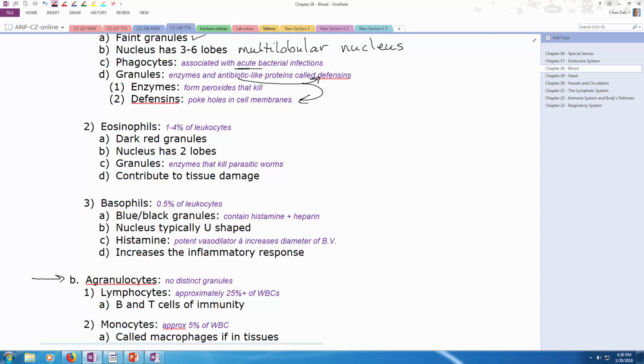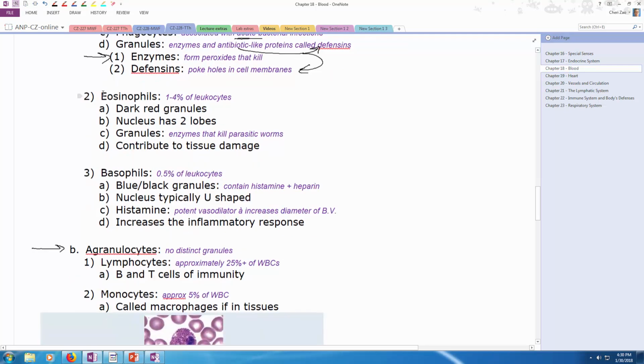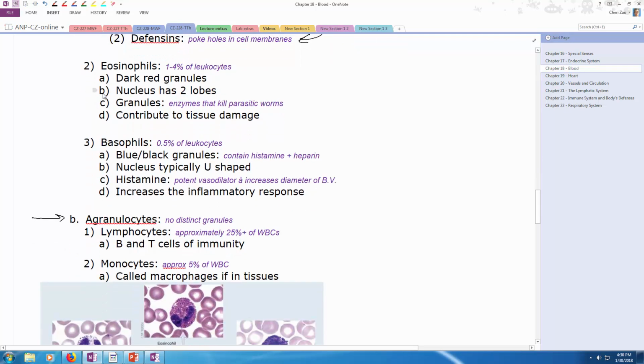Once you poke a hole in something, what happens to its insides? They explode out, and also when you poke a hole in them, water can flood in and also cause them to explode. The enzymes that they have inside them help to form peroxides that are also very effective in killing bacteria. So that's our neutrophils, big time killers for us. As noted, they are not the ones that live to fight another day.